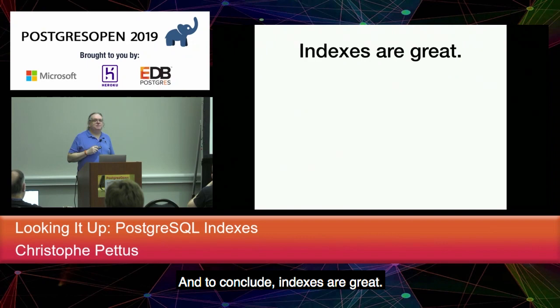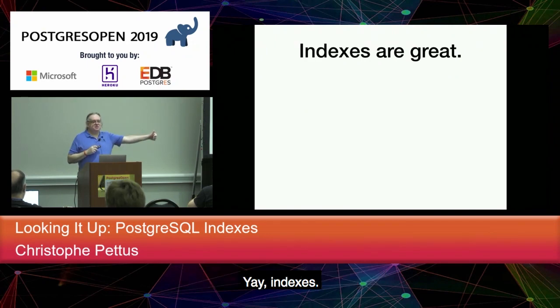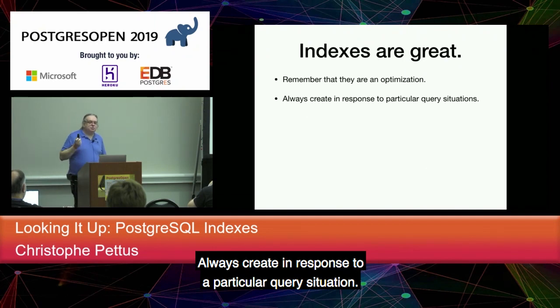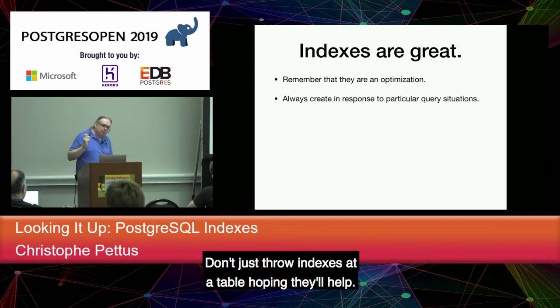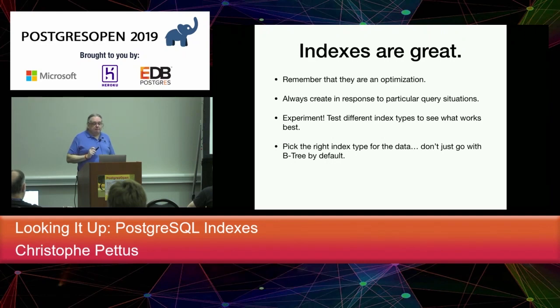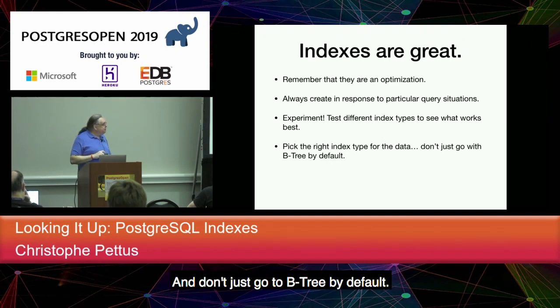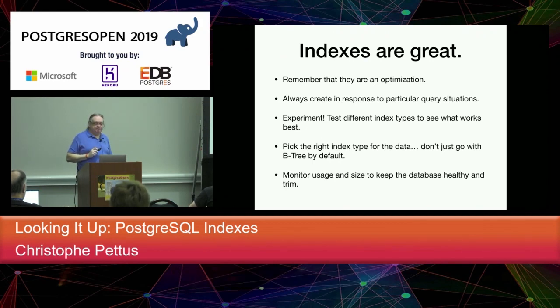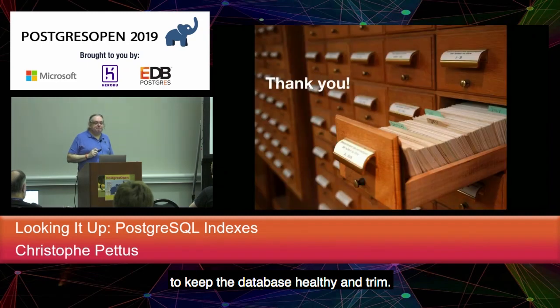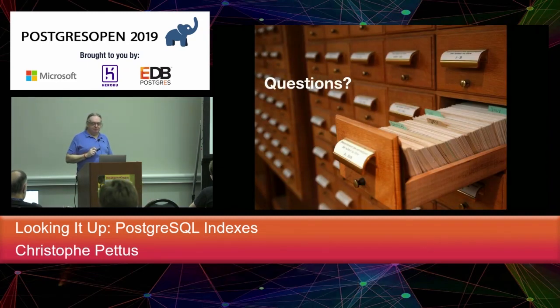And to conclude, indexes are great. Yay, indexes. Just remember they're an optimization. Always create them in response to a particular query situation. Don't just throw indexes at a table hoping they'll help. And experiment. Test different types of indexes. See what works the best. And don't just go by B tree by default. Pick the right index type for the data. Postgres has all these great indexes. Use the right one. And monitor usage and size. Keep the database healthy and trim. And thank you very much. Any further questions?